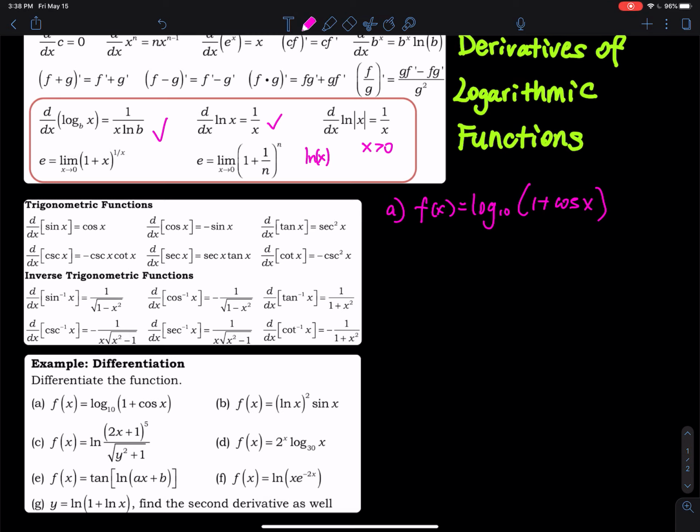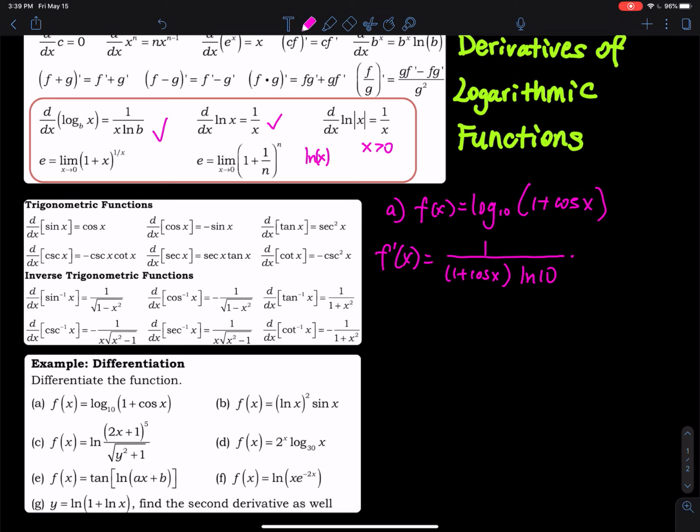So what is f prime of x? F prime of x, according to the derivative of log, we have 1 divided by, is that x? Nope. X is now 1 plus cosine x, right? So it is 1 plus cosine x, no longer x itself, and then ln of the base. You don't need to evaluate what ln 10 is. And then by what rule? By chain rule, because there is a 1 plus cosine x inside the common log function. So using chain rule, we have to multiply the derivative of the function inside parentheses.